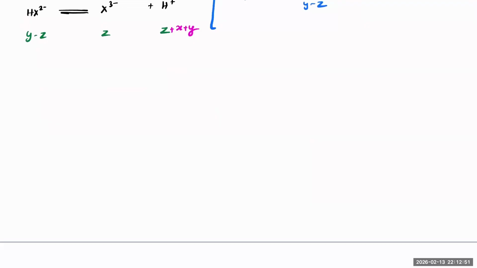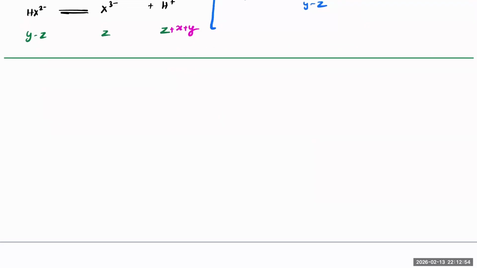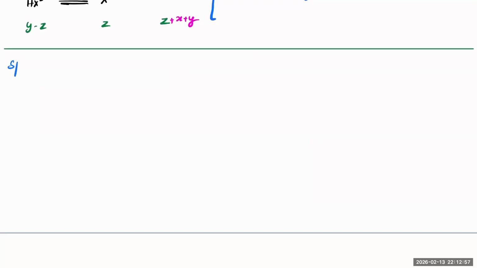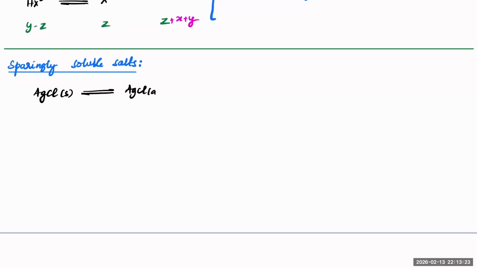And lastly, what we have is about sparingly soluble salts. If at all we have sparingly soluble salts, then how do we solve the cases? For example, I'll take a simple case like AgCl, let's say AgCl solid. When AgCl solid gets dissolved in aqueous solution, it will have a small composition, and let's say that small composition is called S.